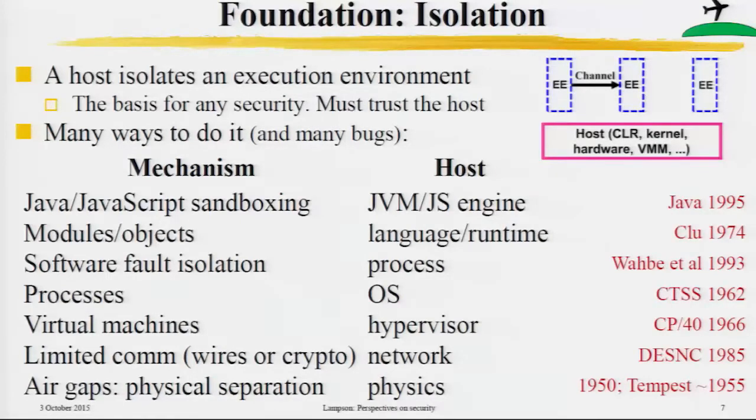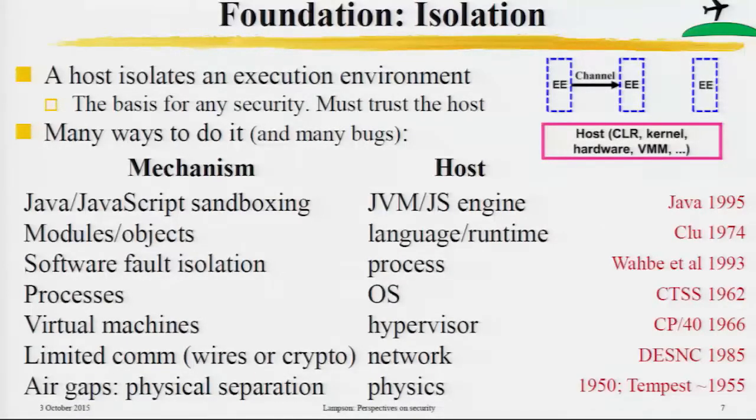So the basic idea of isolation is you have some sort of a host that isolates one execution environment from another. And it's unavoidable that you have to trust the host to do that properly. Whether the trust is justified or not is another matter. And you can do isolation at many different levels. Working from the bottom, you can use physics as the host and use air gaps, physical separation of the machines. And you can do it on the network. You can do it with virtual machines using a hypervisor, and so on up.